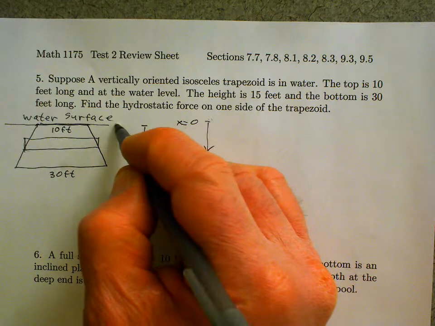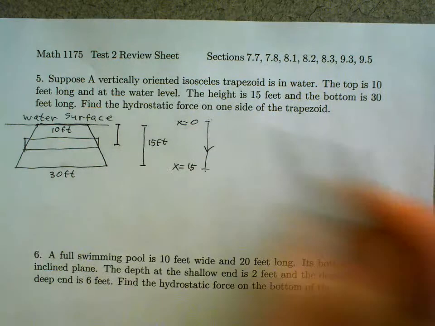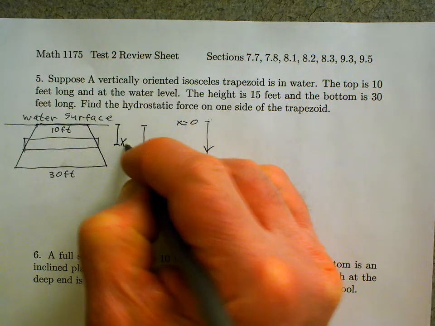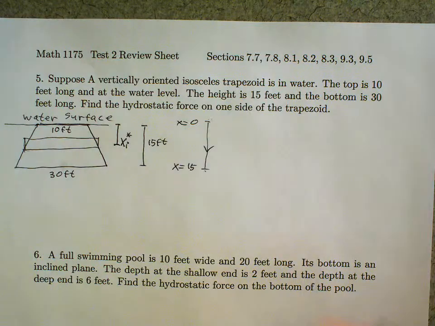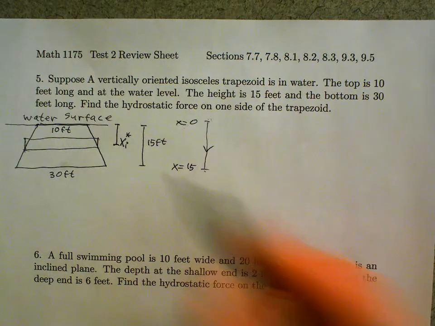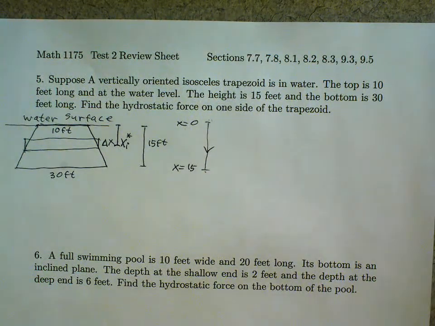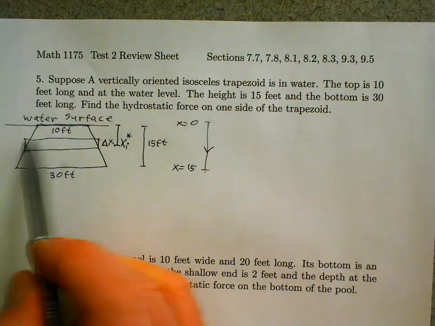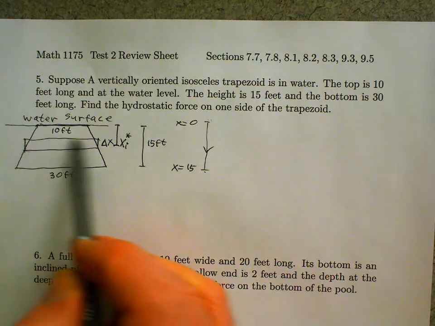So at that level, we'll have a depth of x sub i star, say. The vertical side of that rectangle is delta x. And we need to find the length of the horizontal side of that rectangle.